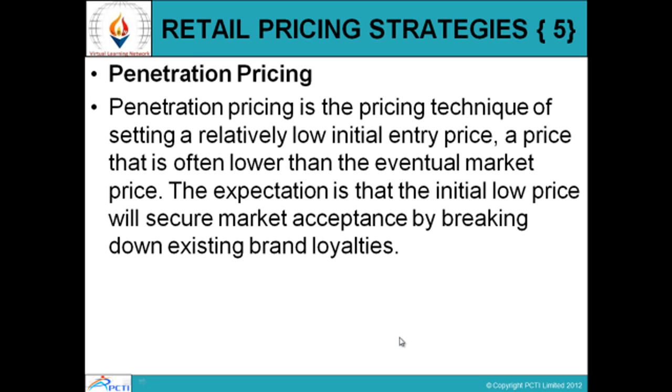Penetration pricing. Penetration pricing is the pricing technique of setting a relatively low initial entry price, a price that is often lower than the eventual market price. The expectation is that the initial low price will secure market acceptance by breaking down existing brand loyalties. So at first, initially the price is low, and after that the price is higher. First the price is low to secure market acceptance by breaking down existing brand loyalties.